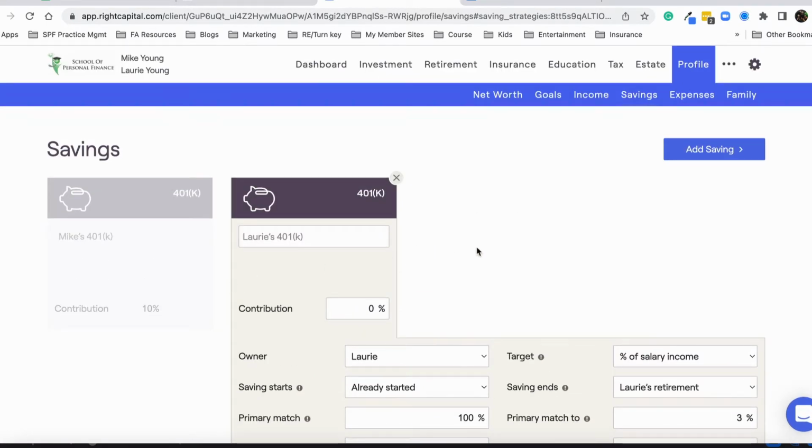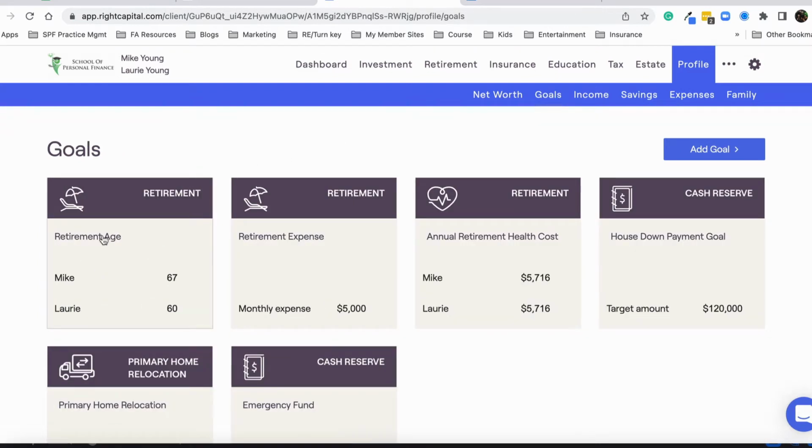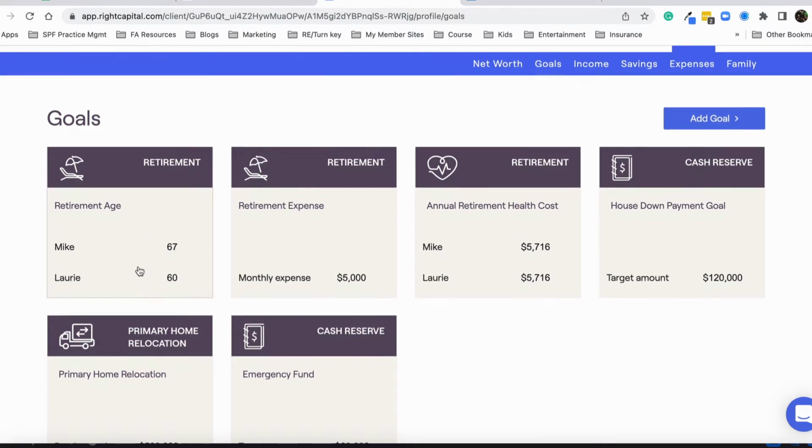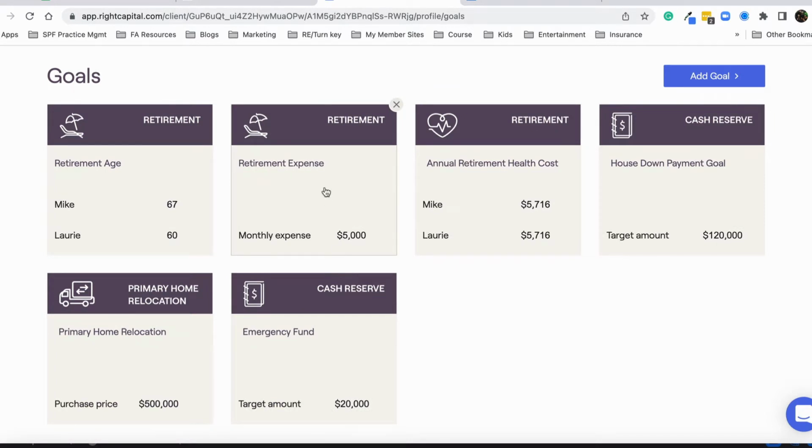So now let's circle over to goals. So for goals, Mike wants to retire at age 67. And now Lori, she has age 60 in here. And now that is also with taking that 10-year period off, while she's raising the family. For monthly expenses in retirement, they want to be able to spend $5,000 a month in retirement. And now that would be in addition to any mortgage that we will have accounted for. So this would be above and beyond that. And then we have healthcare costs. This is just the national average.